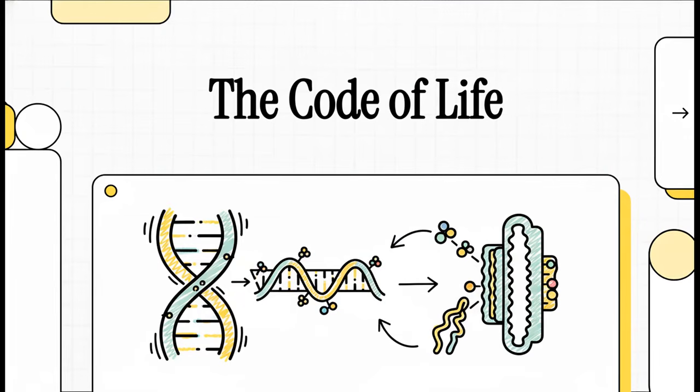In every single cell of every single living thing, there's a kind of master blueprint. It's a code, and it dictates literally everything, from the color of your eyes to how a flower knows to bloom. Today, we're going to unlock the secrets of this fundamental code of life.